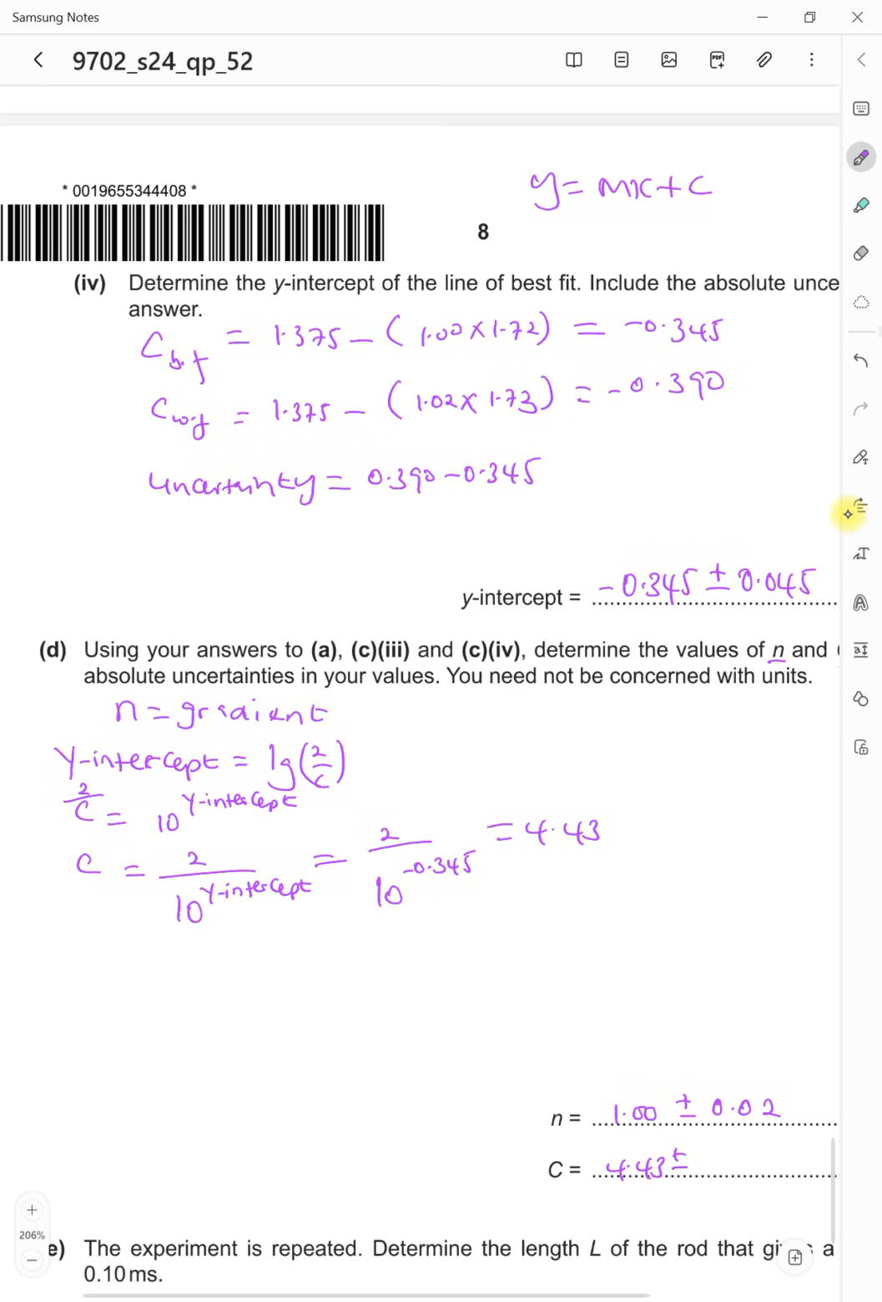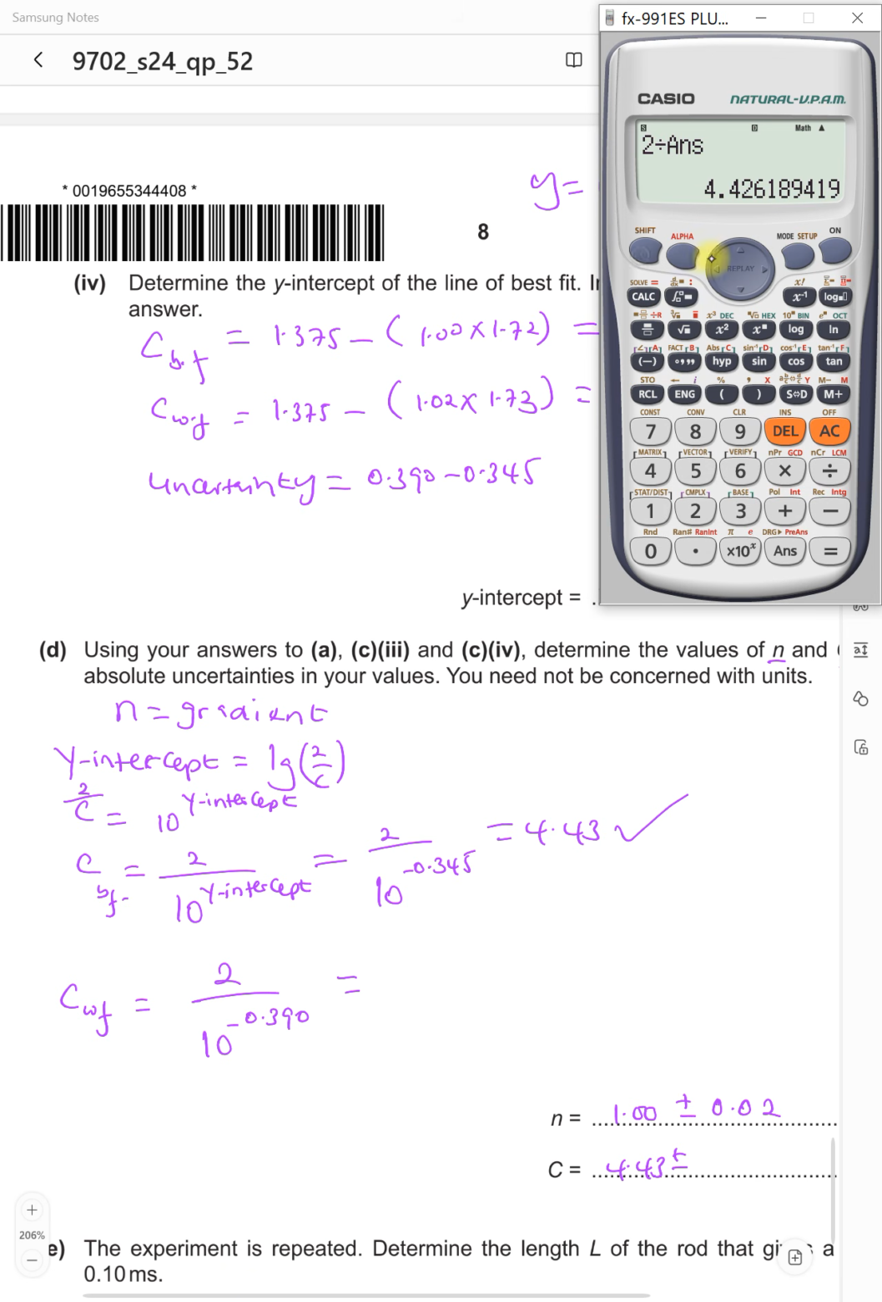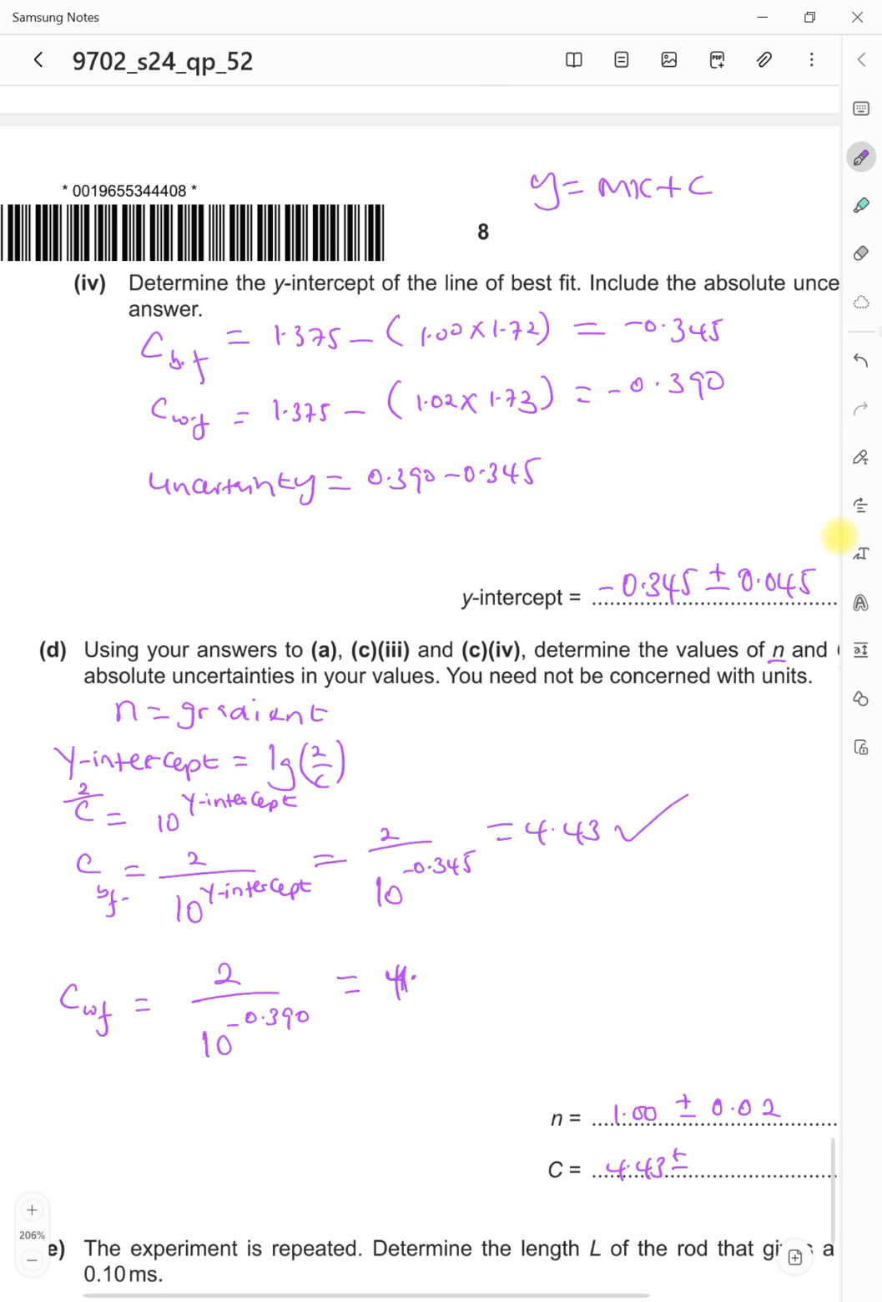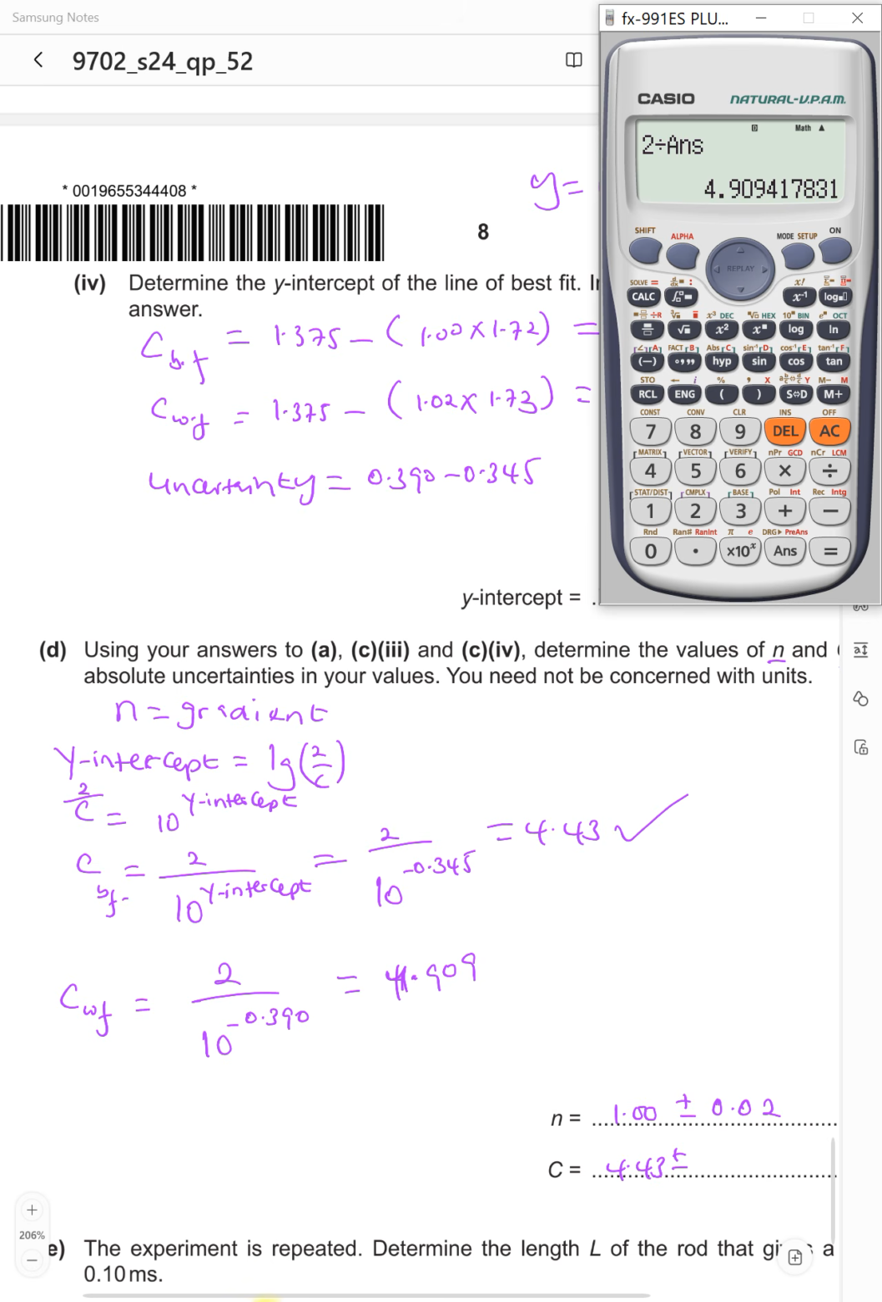So to find the uncertainty, since I have this as C for the best fit, I'll just find C for the worst fit to make life very easy. C for the worst fit is also going to be equal to 2 over 10 to the power of the worst intercept, which is negative 0.390. So this is shift 10 power negative 0.390, that is the y-intercept for the worst fit. Then I will say 2 divided by the answer, which is 4.909, or 4.91.